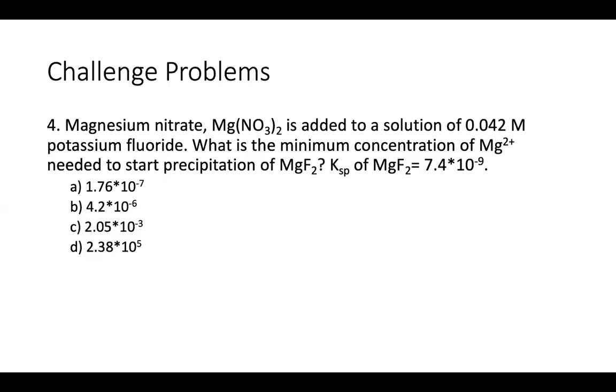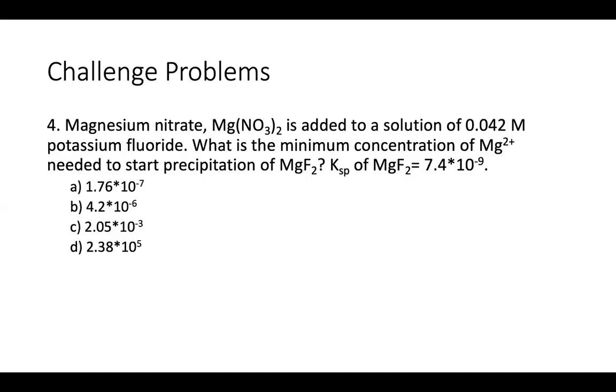We added two salts, right? We have magnesium nitrate, which is a salt. We added it to a solution of potassium fluoride, which again was a salt. And some of these ions, which in this case are going to be magnesium and fluoride, can combine to produce a precipitate, right? So creating magnesium fluoride. And so we're given the KSP of magnesium fluoride.